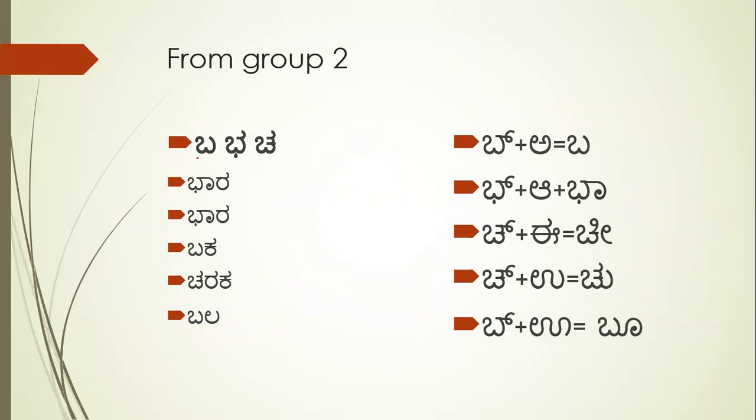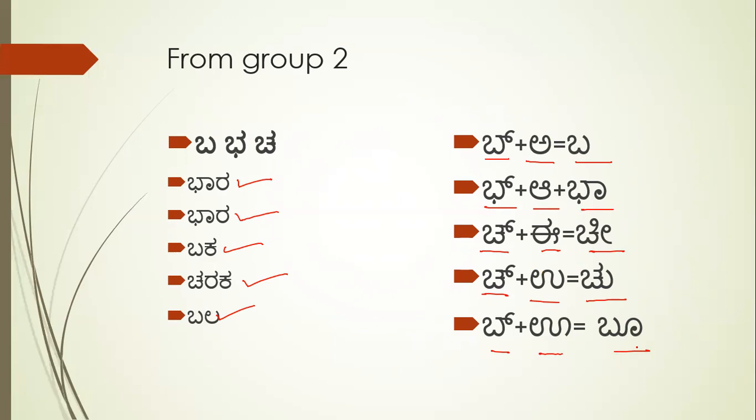Now, here it is b, ch. So b, ch. We have words here: bhara, bhara, baka, charaka, bala. Okay, if I take a combination with a vowel, that's consonant plus vowel, half b plus a, ba. Half ch plus e, chi. Half ch plus u, chu. Half bh plus u, bhu. It's an easy one.